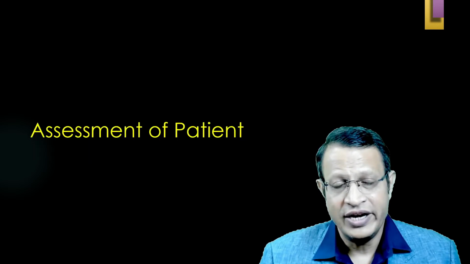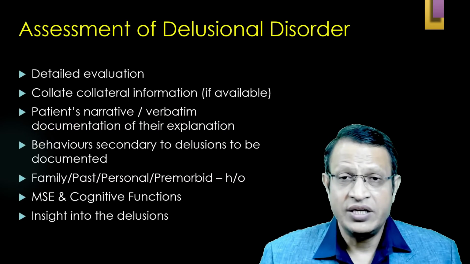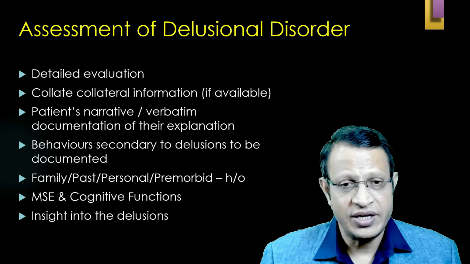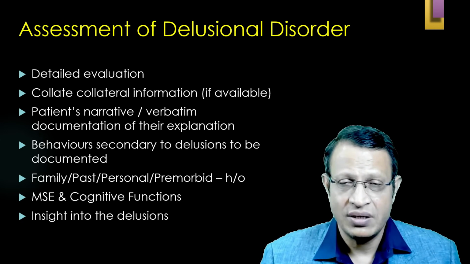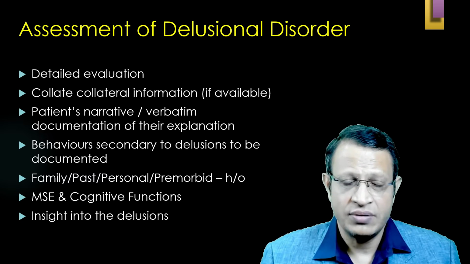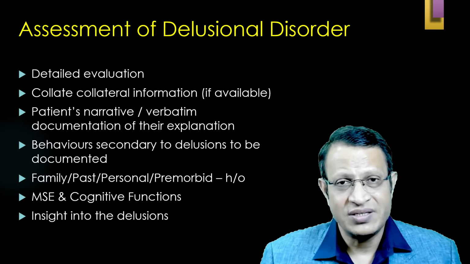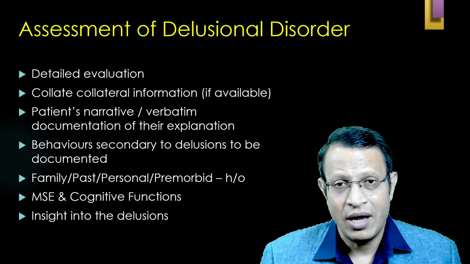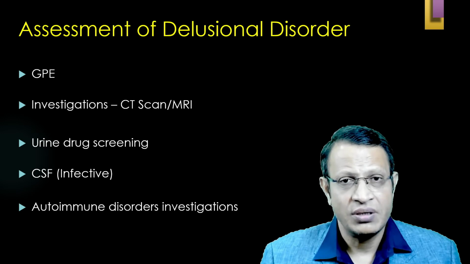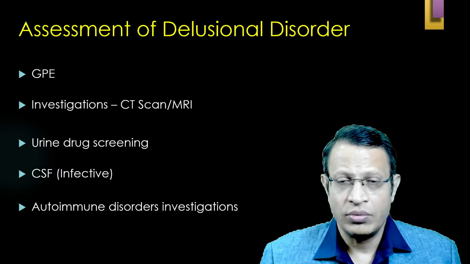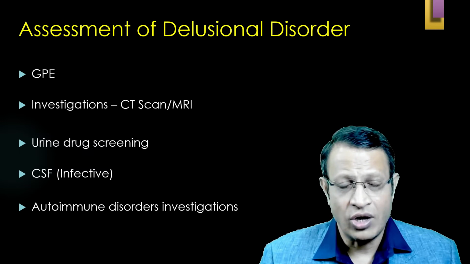How to do assessment in delusional misidentification patients? The detailed evaluation: collate information from multiple sources, take the patient's narrative, document verbatim how the patient explains it, look at the behaviors of the patient, how he behaved with the so-called impostors and with the family members, whether he is acting on this delusion. Family history, past history, personal history and premorbid history have to be taken, MSE and cognitive function have to be done, and look into the insight about these delusions. General physical examination, investigations such as CT scan and MRI, urine drug screening have to be done, CSF to look into infective pathology, and also to rule out autoimmune disorders.